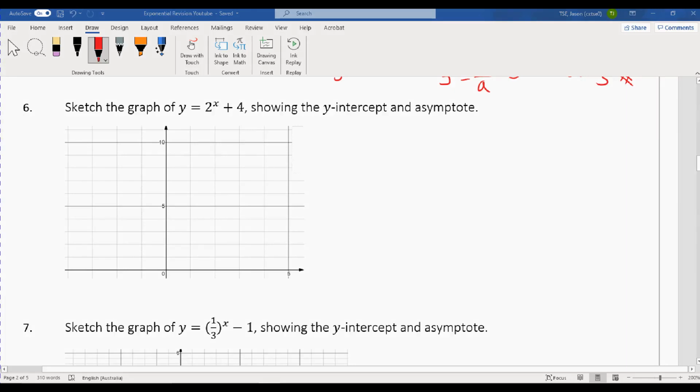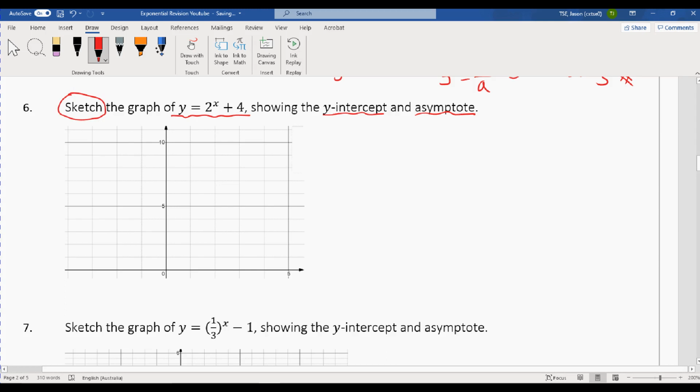Okay, let's continue on question 6. We've just finished 2 questions using graph to find the equations. Now we are going to do the other way around. We're going to use the equation which is given and find the y-intercept and asymptote, and you need to sketch the graph.